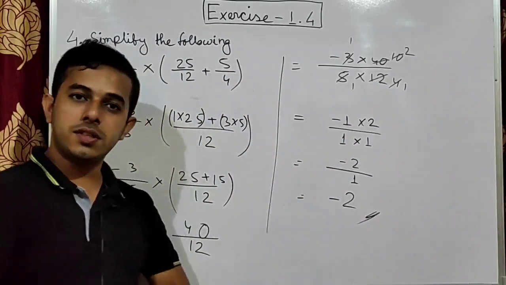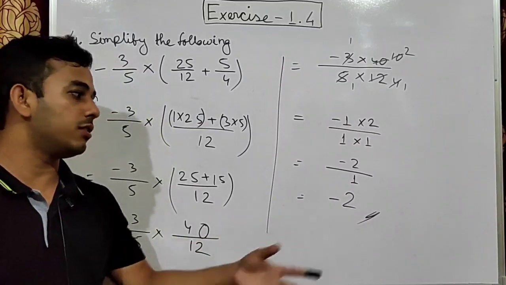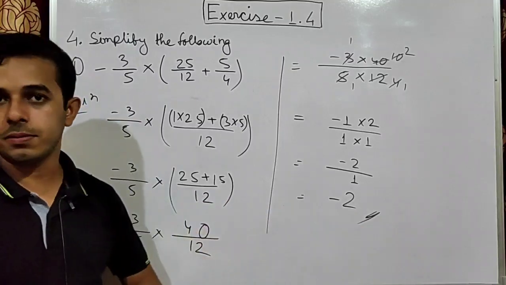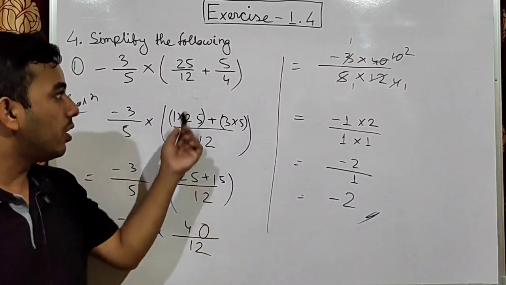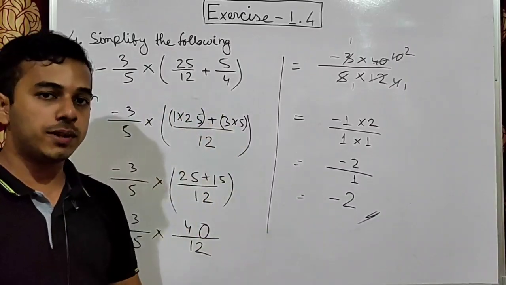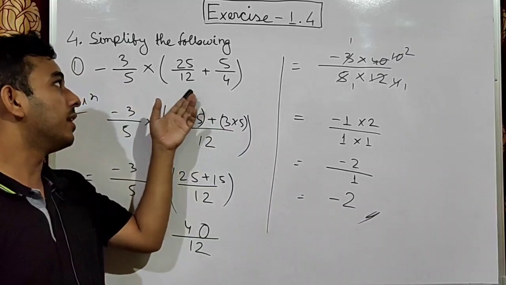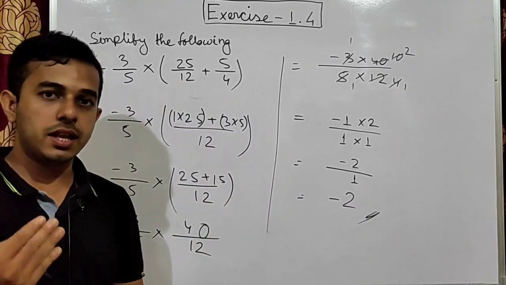So this minus 2 is in the simplest form, right? Now can you simplify it any more? No, this is not possible. So this is how we simplify a given expression. Now if there was a minus, we could also have the same. First of all we have to make the denominator the same, and then we have to multiply their result with this minus 3 by 5. Okay, I hope this is clear to you.